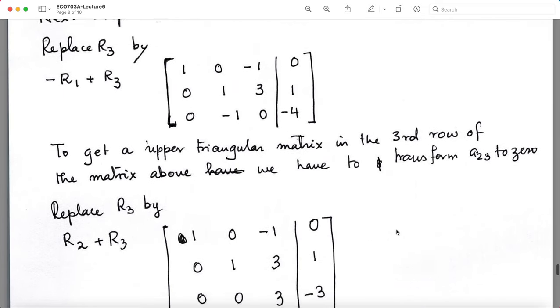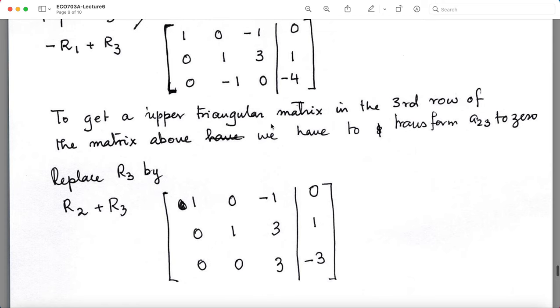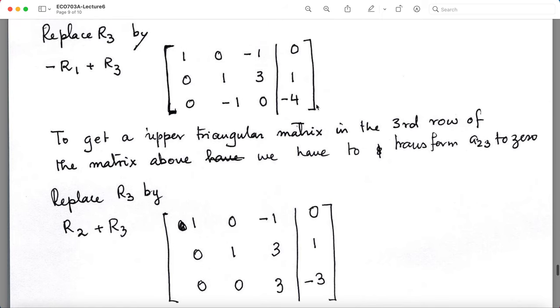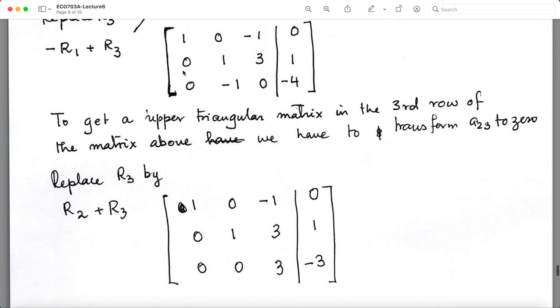Suppose I am doing this, my R2 plus R3. So R2 plus R3, you replace R3 by R2 plus R3. So 0 plus 0 is 0, 1 plus minus 1 is 0, 3 plus 0 is 3. So here this is my R2 plus R3.